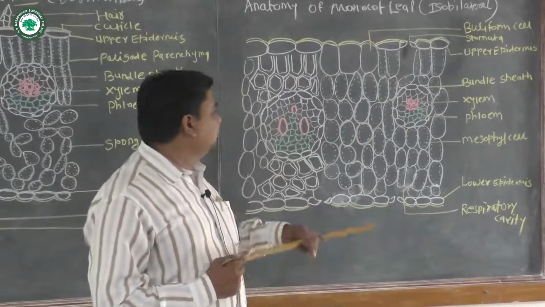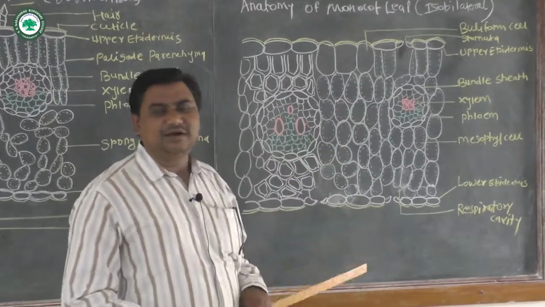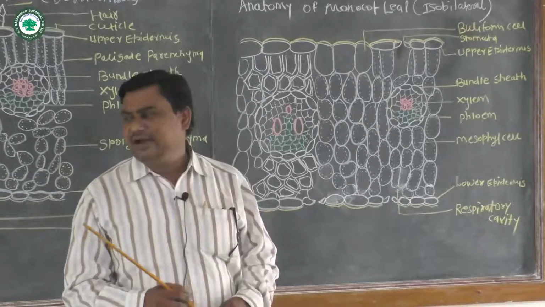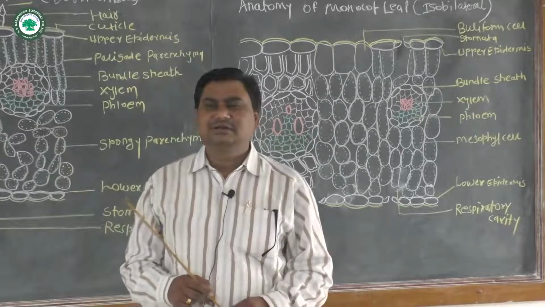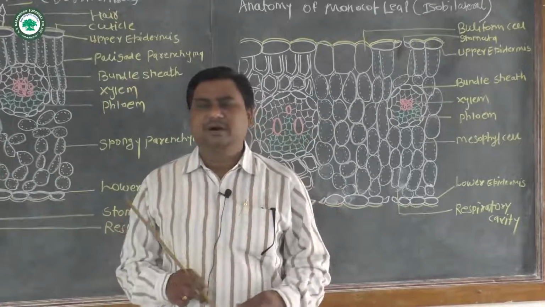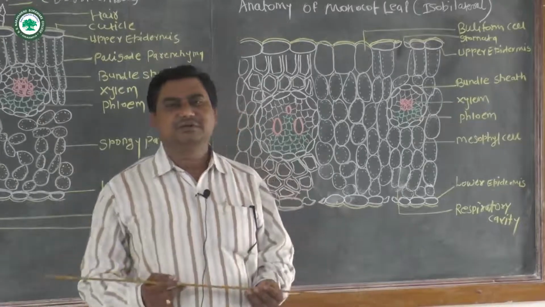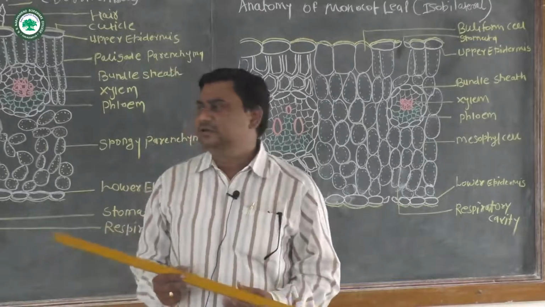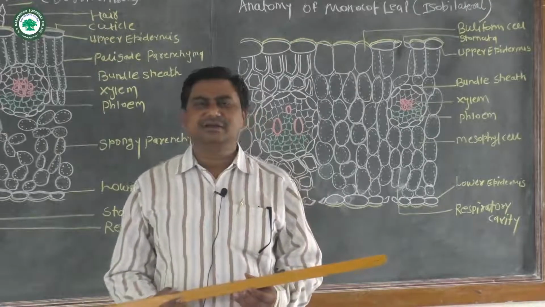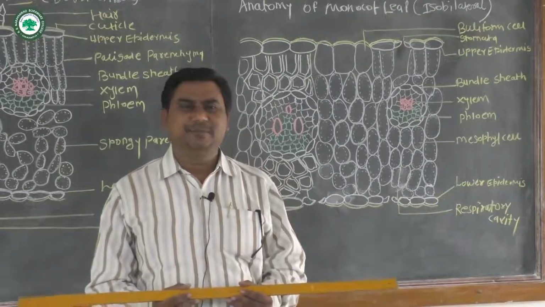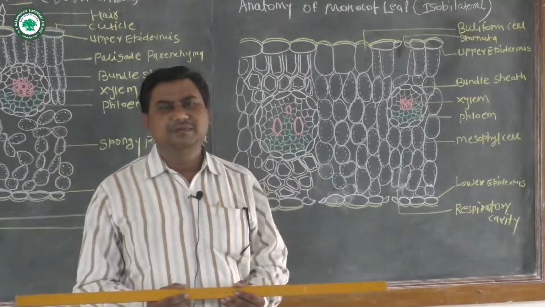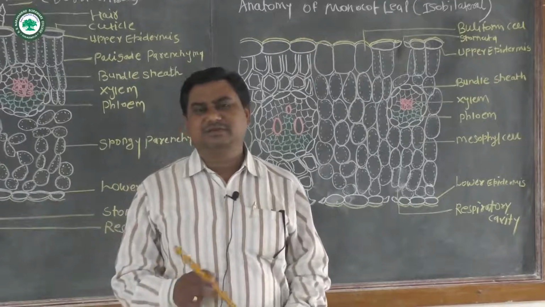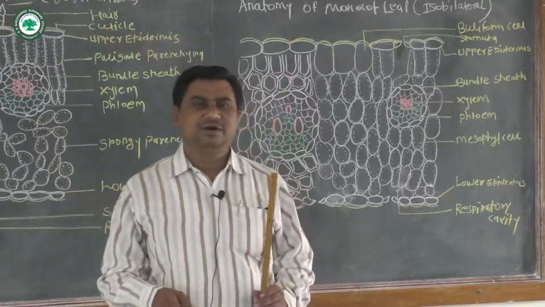Here is one more difference you can note. In the dicot leaf the stomata is present mainly on the lower surface, so it is called hypostomic. In the monocot leaf the stomata is present on both the epidermis, so that leaf is called epistomic.